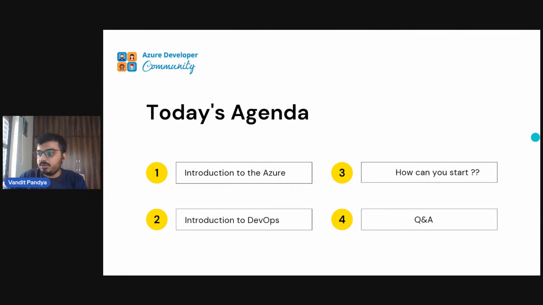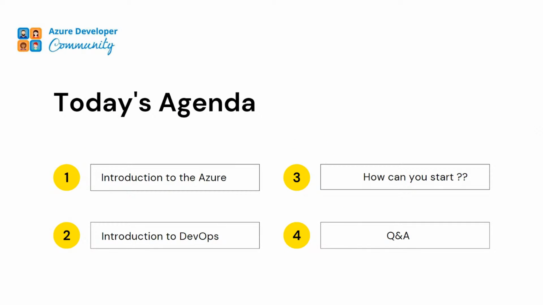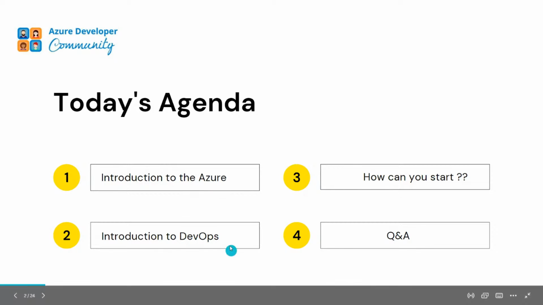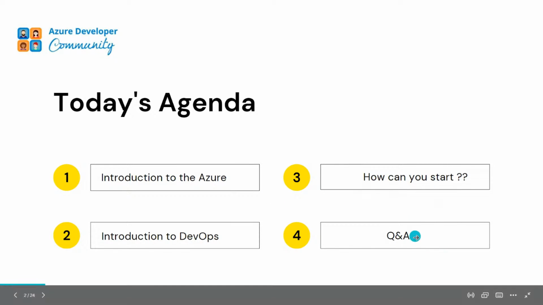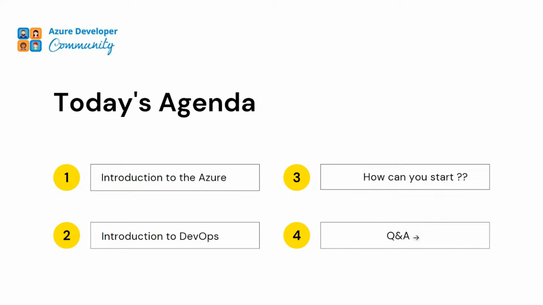What will be the agenda for today's session? The agenda is an introduction to Azure, then an introduction to DevOps, what DevOps is and the basic technology of DevOps, how we can start learning DevOps, and a Q&A part. Meanwhile, while the session is running, if anyone has any doubt, please let me know in the chat box. I will love to answer all questions.